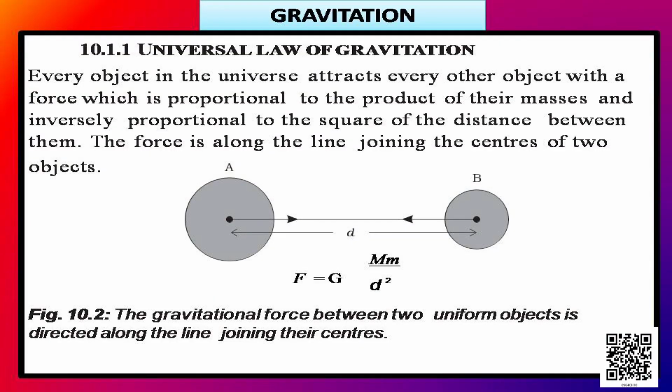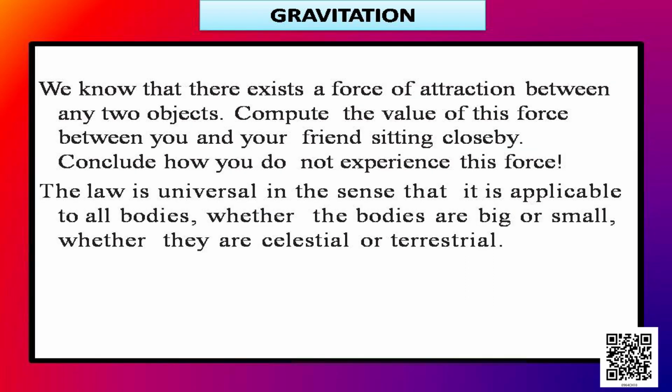Every object in the universe attracts every other object with a force which is proportional to the product of their masses and inversely proportional to the square of the distance between them. The force is along the line joining the centers of the two objects. We know that there exists a force of attraction between any two objects. Compute the value of this force between you and your friend sitting close by, and conclude how you do not experience this force. The law is universal in the sense that it is applicable to all bodies, whether the bodies are big or small, whether they are celestial or terrestrial.